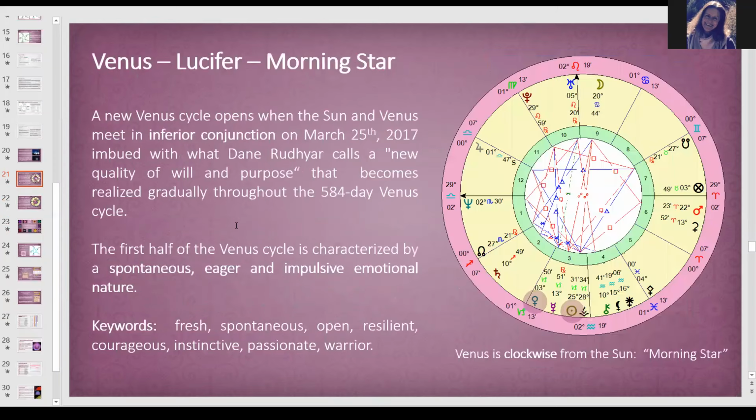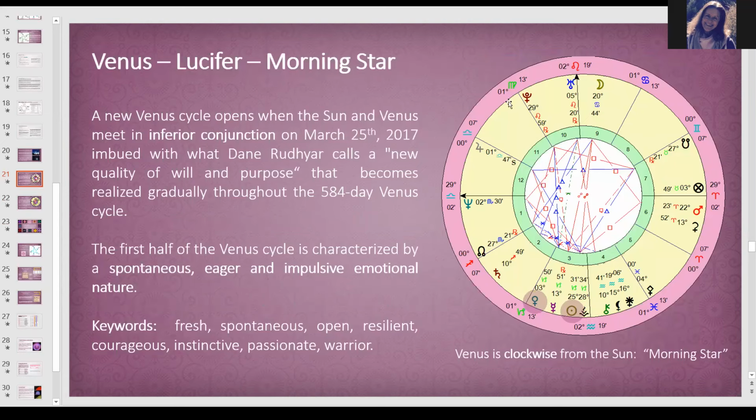Venus Lucifer, morning star. A new Venus cycle opens when the Sun and Venus meet in inferior conjunction on March 25th, 2017, imbued with what Dame Raja calls a new quality of will and purpose that becomes realized gradually throughout the 584-day Venus cycle. The first half of the Venus cycle is characterized by a spontaneous, eager, and impulsive emotional nature. Keywords: fresh, spontaneous, open, resilient, courageous, instinctive, passionate, warrior.